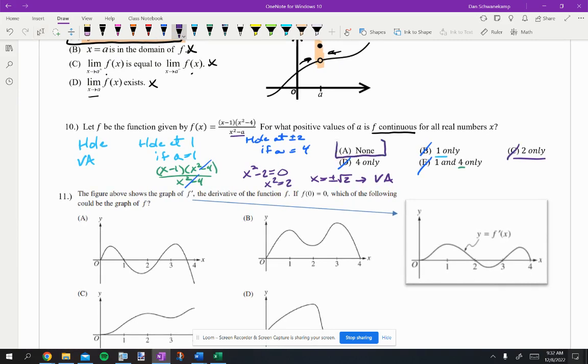The answer here is none. Because if I plugged in 1 for a, there'd be a hole. If I plugged in 4 for a, there'd be a hole. And if I plugged in 2 for a, there would be a vertical asymptote. All of those make the graph discontinuous, so I don't want any of them.